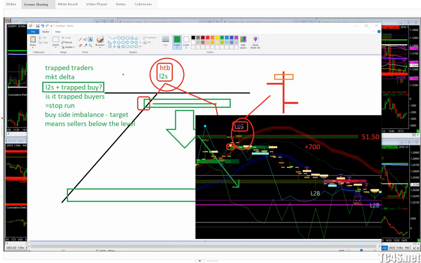Is the sell side imbalance drawn by OF software? Yes, it is. What did David call it? I don't even know what we called it. Buy side imbalance or something. I don't know what we called it. But it's in the OF package, absolutely.